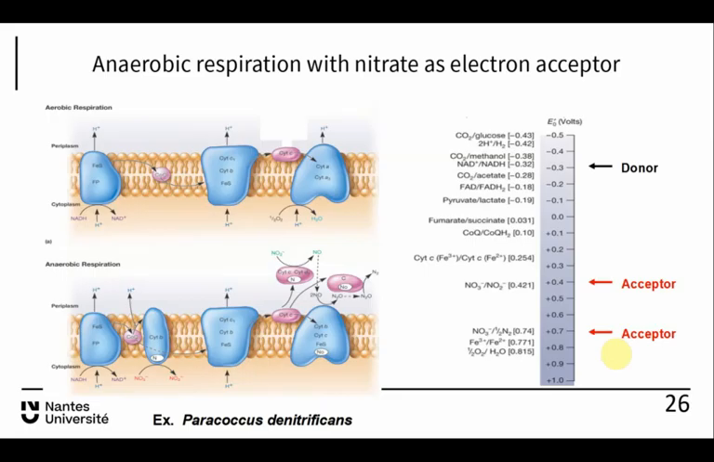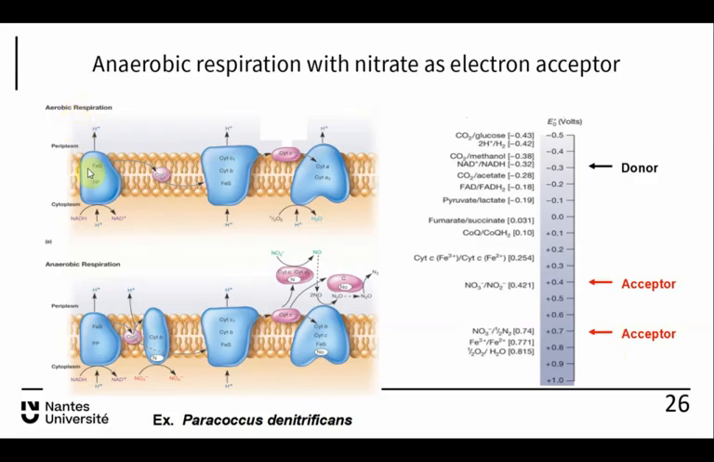So the first steps are the same: glycolysis and the Krebs cycle, and that gives you a lot of NADH. The last step, the electron transport, is different. So this is the aerobic electron transport chain in E.